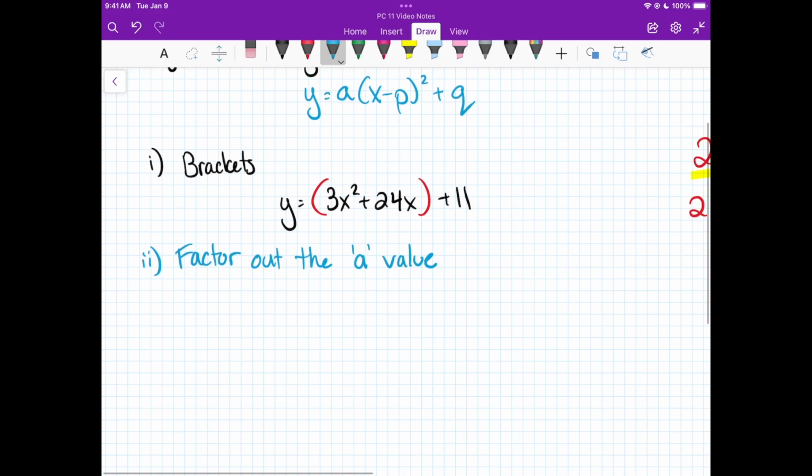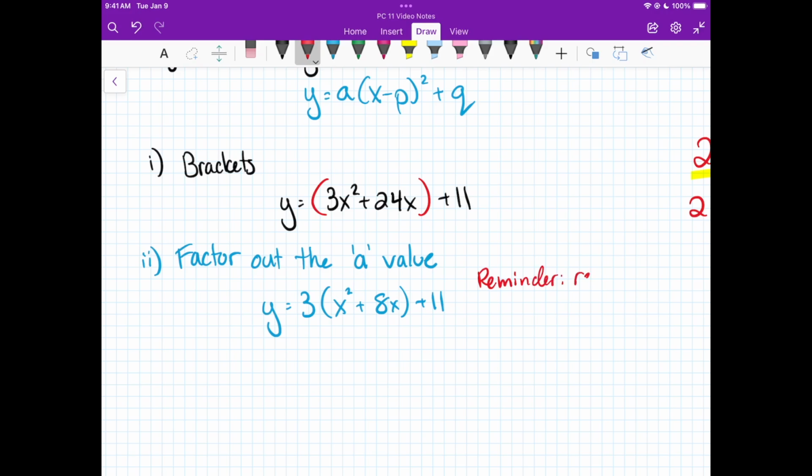So for us, we're going to take out a 3. So that's going to look like y equals 3, and then what's left is x squared plus 8x. So we have to do 24 divided by 3, plus 11. And so just a little reminder over here: you remove factors by dividing.